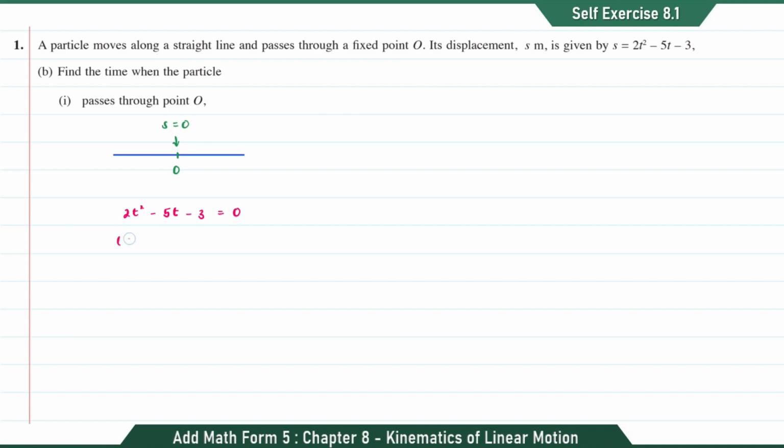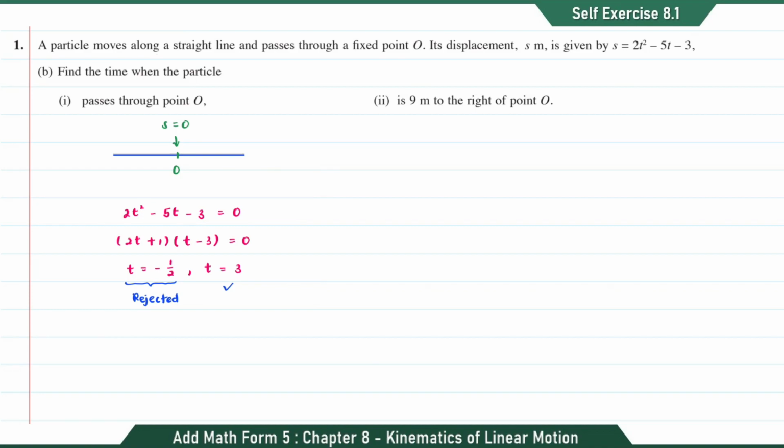So the first bracket will be 2t plus 1, and the second bracket will be t minus 3, equal to 0. Then t is equal to negative 1 over 2. Another t will be equal to 3. As t refers to the time, the time cannot be negative. Then we're going to reject the answer t equals negative 1 over 2. Then the correct one will be t equals 3.